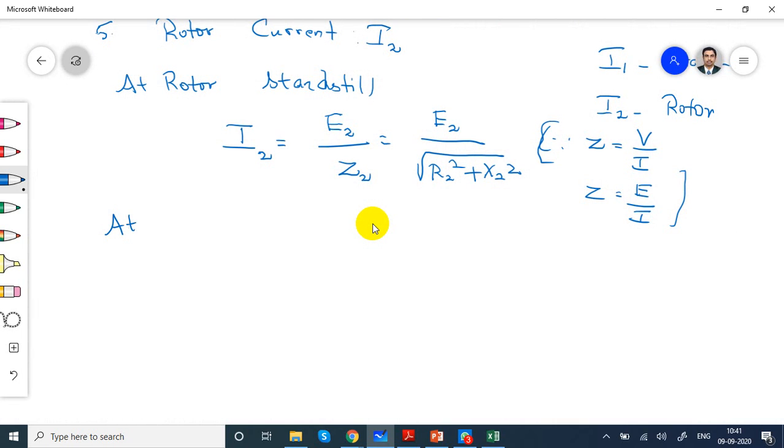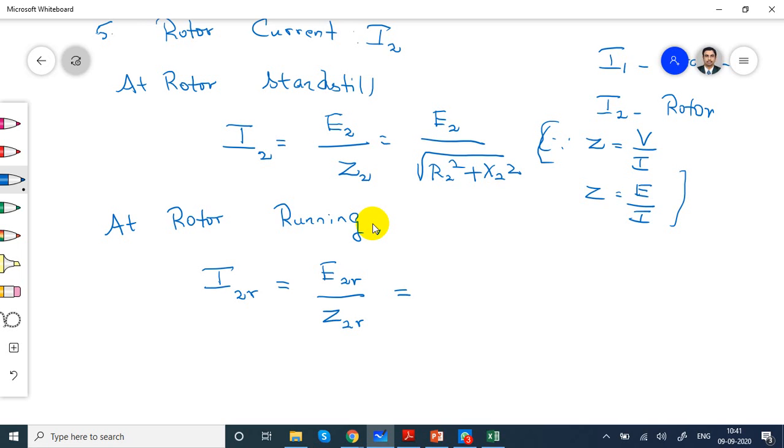Same case at rotor during running condition. What is the notation? Rotor during running condition, I2R. I2R equals E2R divided by Z2R, which is equal to, register number 56. Register number 56.